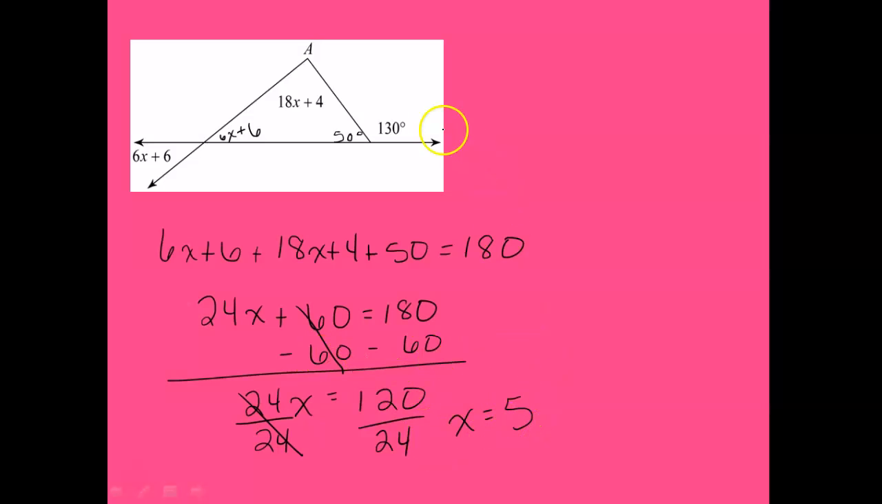All right, so then I plug it into angle A, which is here. So it's 18 times 5 plus 4. 18 times 5 is 90. And 90 plus 4 is 94. So the measure of angle A is 94 degrees.